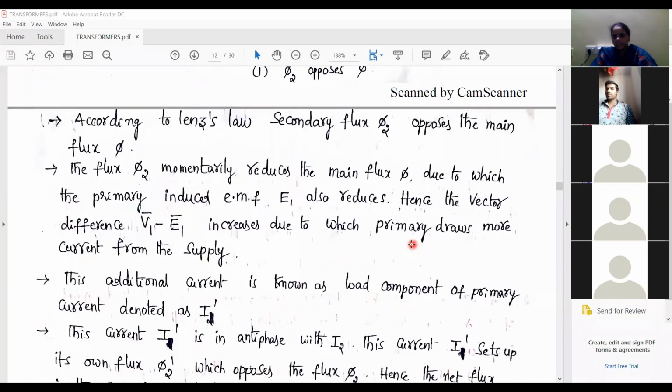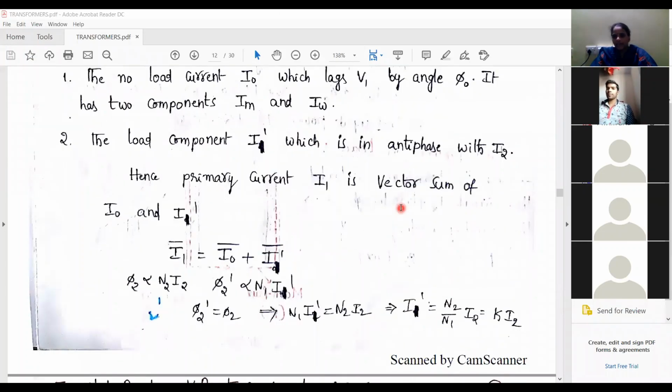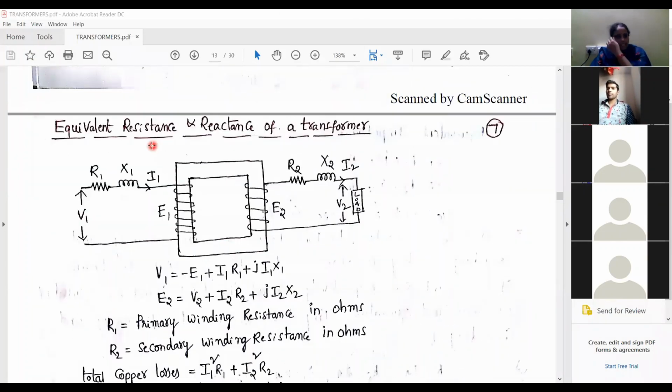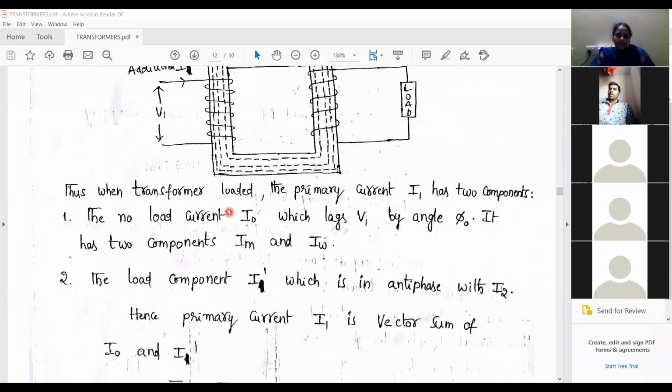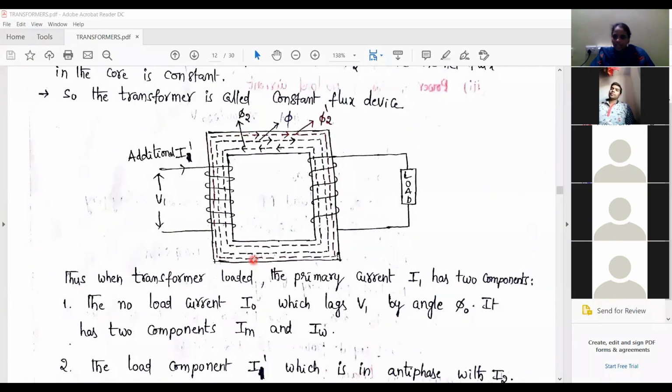We are going to study the equivalent circuit of a transformer. Whenever we have to write this transformer, it has to be represented in terms of electrical components, right? Every time we cannot represent the transformer like this in our circuit. We need to represent it in terms of electrical components.